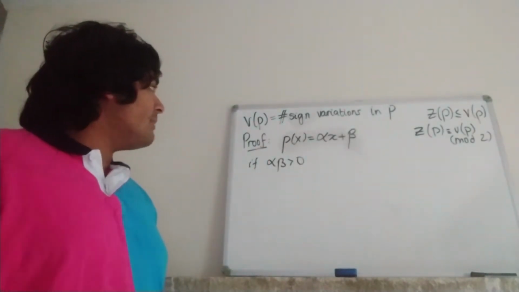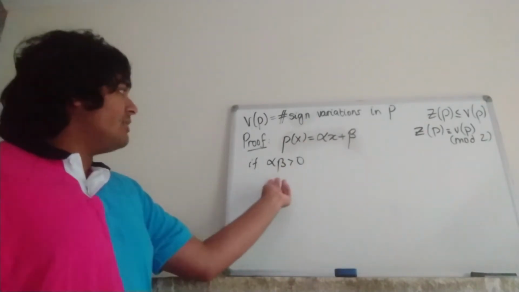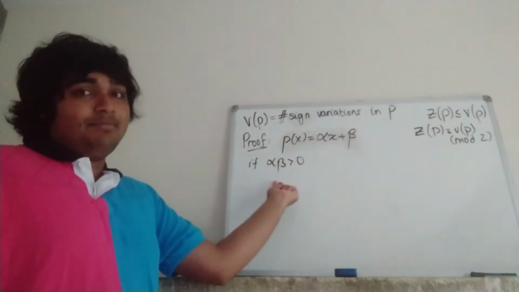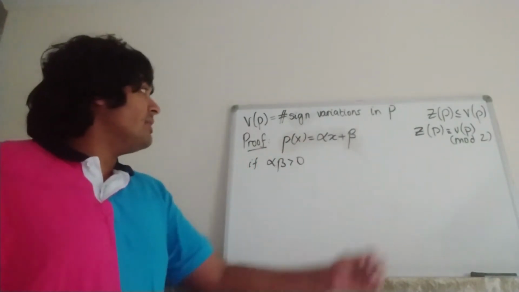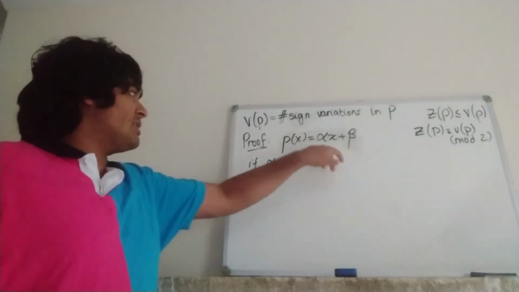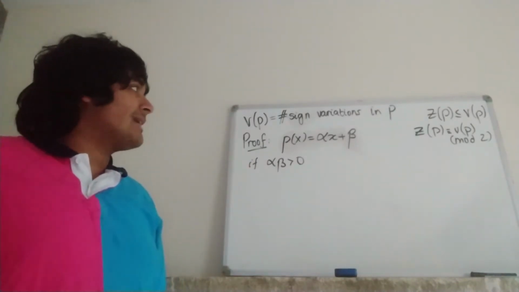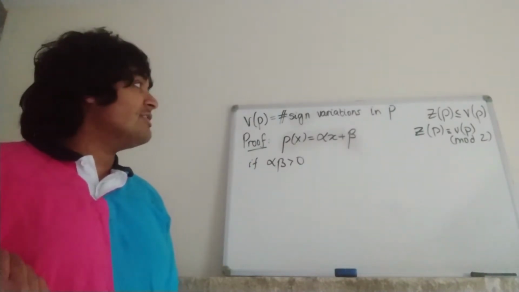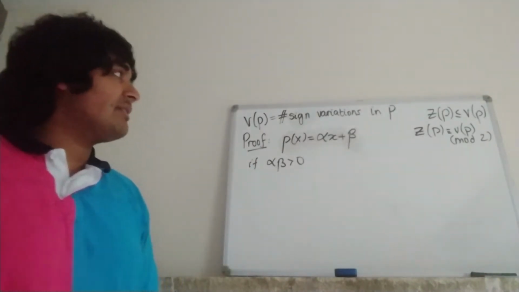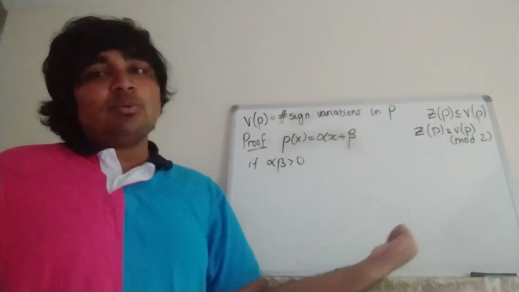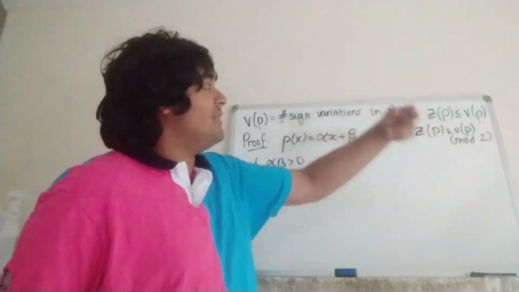if you get a positive number. Obviously, if this is 0, that implies that beta is 0 because alpha is non-zero. So if alpha times beta was 0, then that would mean that beta is 0. So we just get P of X equals alpha X. But clearly there are no sign variations, and there are also no positive roots, because the only root of that is X equals 0. So we get that Z of P equals V of P equals 0. That does both of these in one.